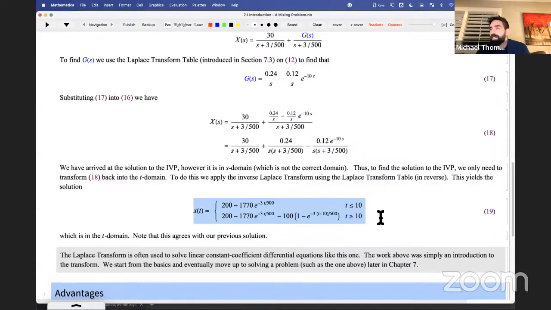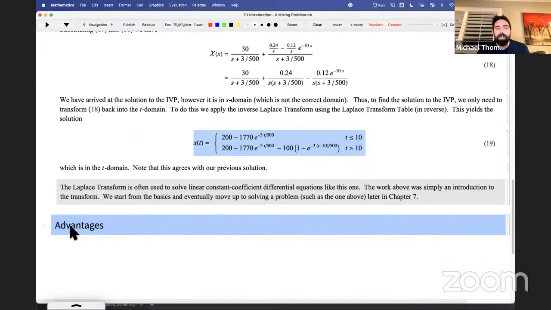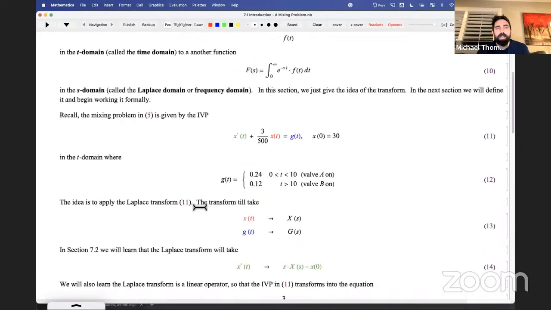Okay, now it seems like I took the same amount of time on both, but you'll notice on the top one, I never even did the hard part, which was solving it, right? So this is basically just using tables. All right, and Laplace transform, super easy for constant coefficient stuff. You're going to use it a lot. So yeah, we're going to start from the basics. Okay, so here's kind of a visual as to the advantages of it.